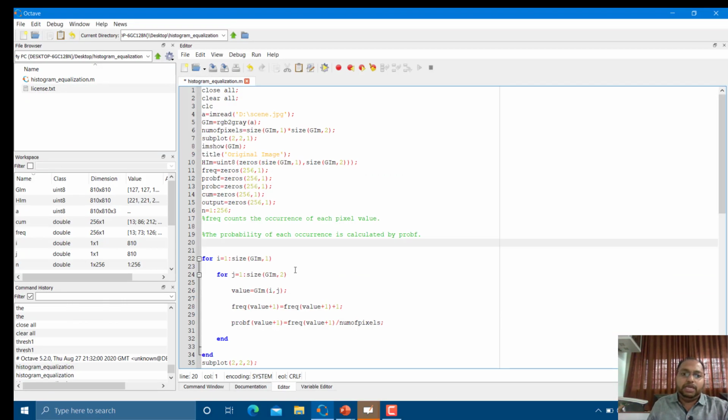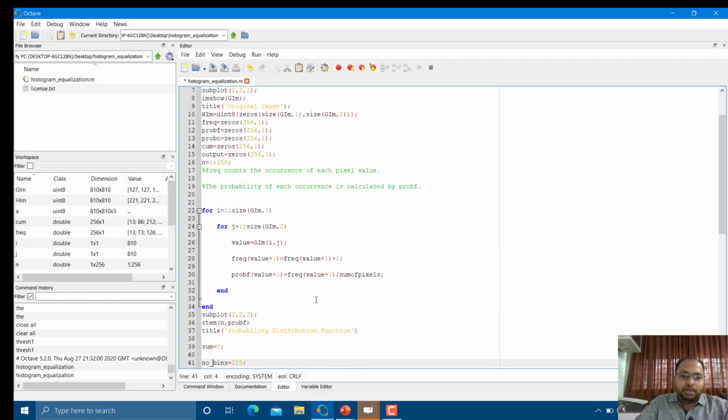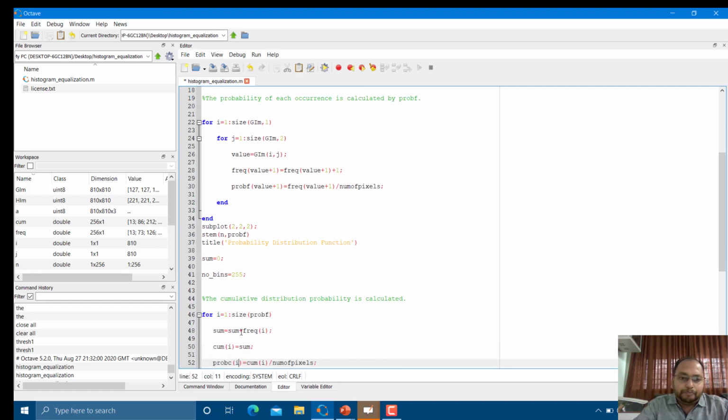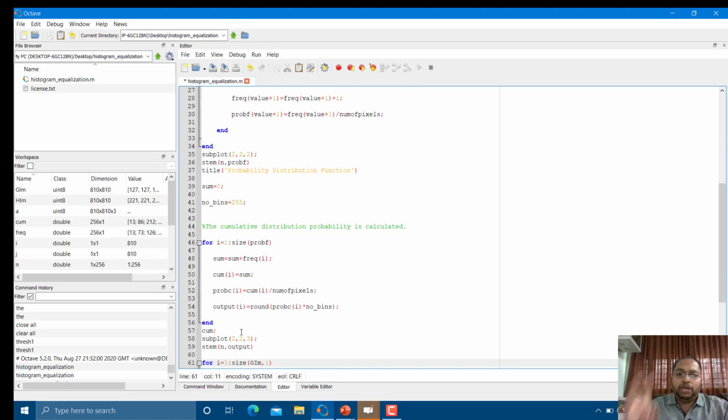Next, now we are going to plot the stem of this. That is nothing but the probability distribution function we have plotted over here. Then let us go for the number of bins, which is nothing but 255. Now we are going to find out the cumulative histogram and then the cumulative distribution function. Then we are going to round it off to the nearest real number value, and then we are going to plot it.